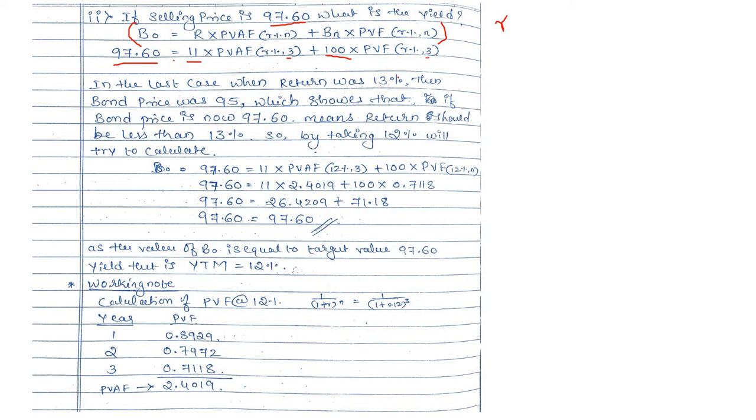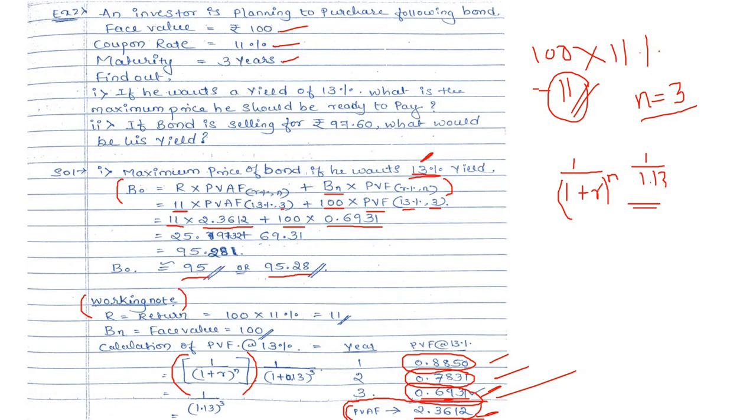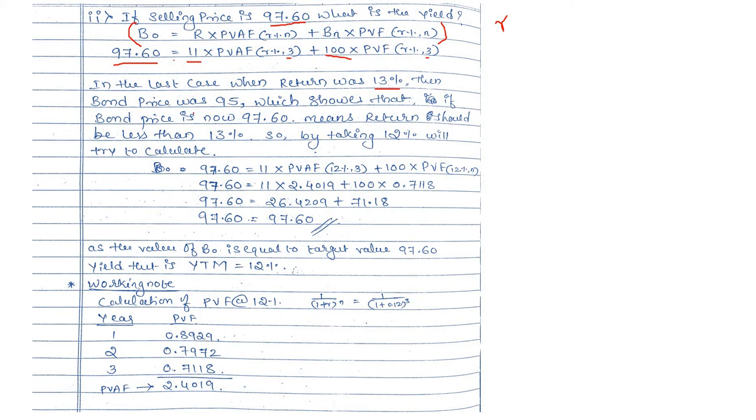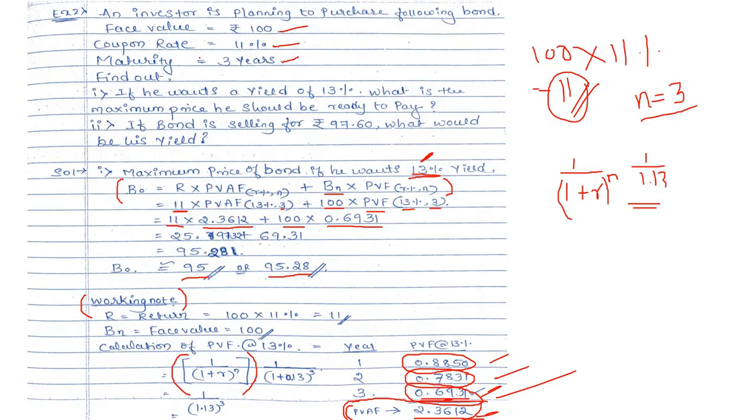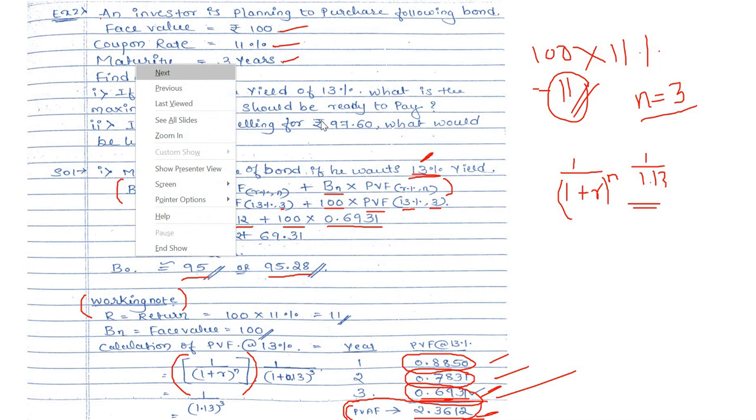Now in the last case the return was 13%, so here we calculated for a 13% return. In that case the bond price was 95.28 or 95. Which shows that if the bond price is now 97.60, the return should be less than 13%. So we will see how to identify this. In the last case, what was the return? 13%. Check here, the return was 13%.